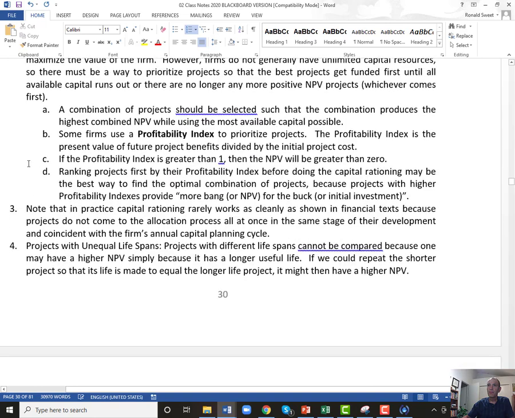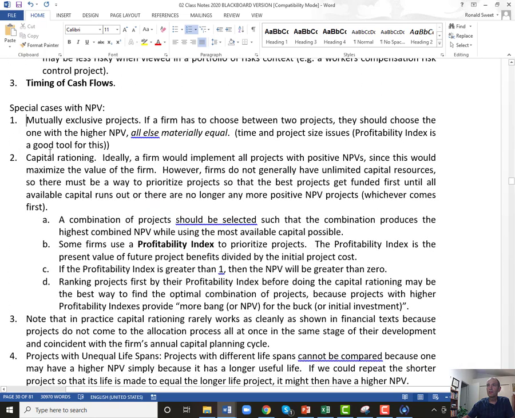Now, a lot of times it won't be mutually exclusive projects, where mutually exclusive means if you do A, you can't do B. So you have to pick between A and B. Usually what happens is you have 10 projects and you could do all 10 of them, but you don't have enough money to do all 10 of them. So you would like to say, if every project is a positive net present value, we should do it, because that will increase the value of the firm.